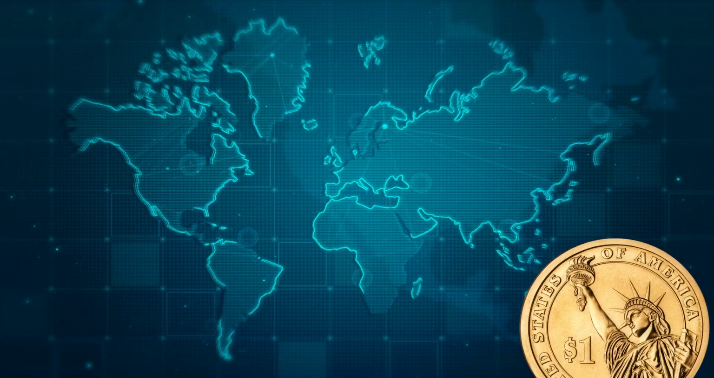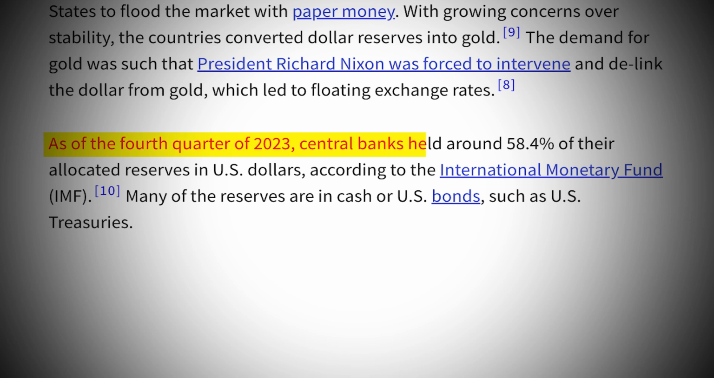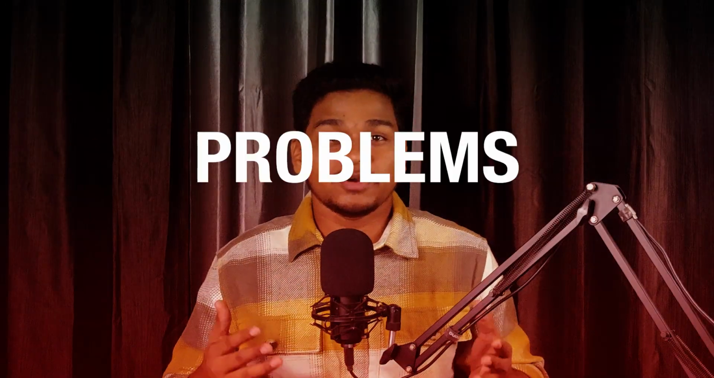This is how the US dollar emerged as an instrument of trust for international trade, and countries began to accumulate US dollars instead of gold. And even today, this trend continues. As of the fourth quarter of 2023, the central banks of foreign countries held more than half of their reserves in US dollars. The Bretton Woods Agreement worked alright, and it certainly enabled a level of global trade that was inconceivable up to that point. But of course, there were problems.